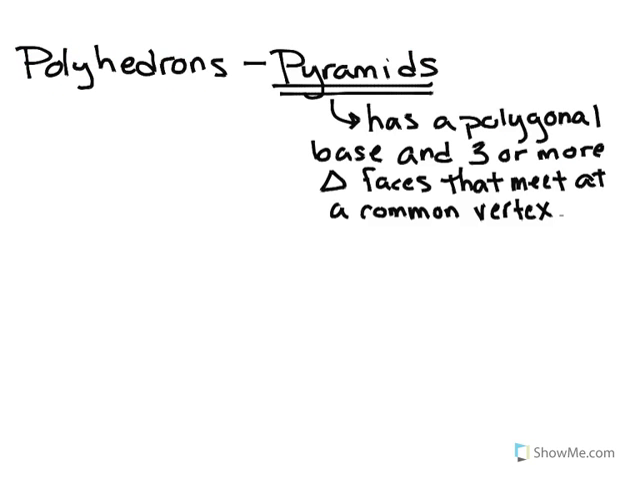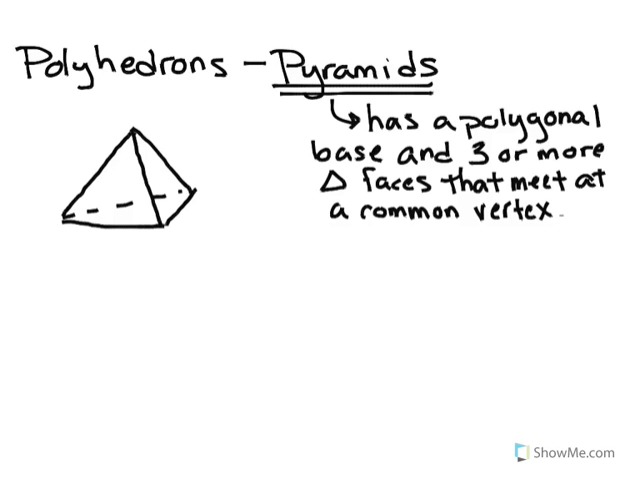Okay, so let's take a look at the pyramids. The definition of a pyramid, it has to have a polygonal base and three or more triangular faces that meet at a common vertex. So just like the Great Pyramids in Egypt, all of the triangular sides go up to one single point. So that's what we're going to take a look at. We've got three of those that we're going to cover.